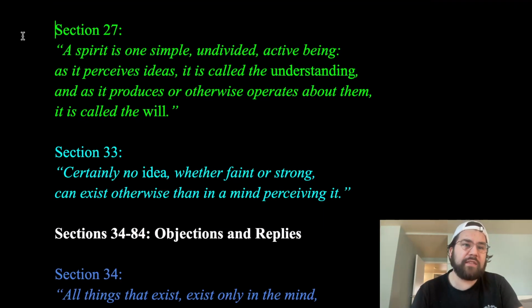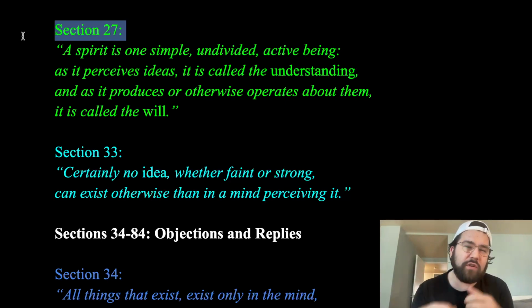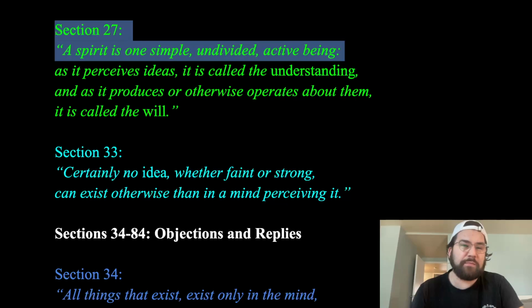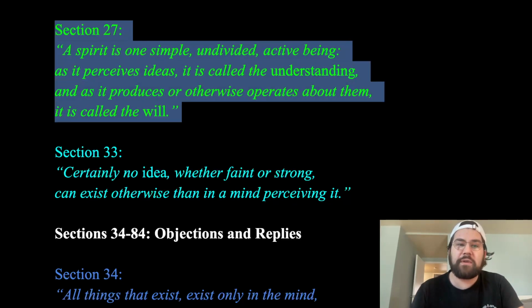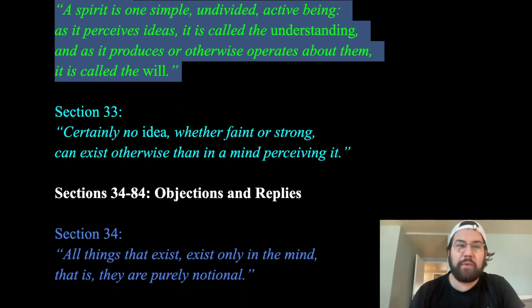Section 27, this is not directly about what his immaterialism is, but I do think it was very helpful in coming to terms with what Berkeley's philosophy at large tends to look like. Berkeley says, "A spirit is one simple undivided active being. As it perceives ideas, it is called the understanding. As it produces or otherwise operates about them, it is called the will." Right, so for Berkeley here, we're studying what it means to understand something, what it means to act on things, and what the spirit is. Not to get too religious here, but that is something Berkeley starts to build on.